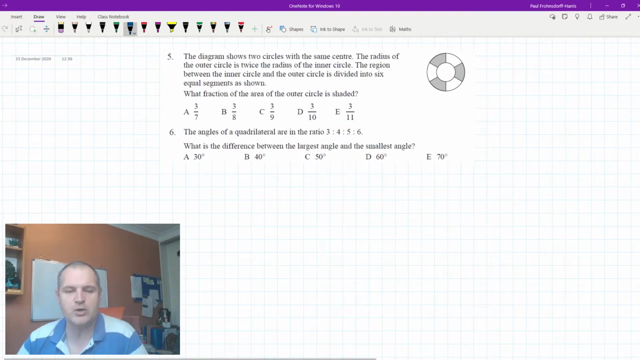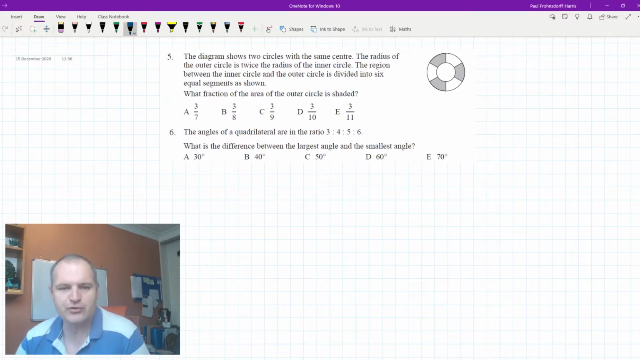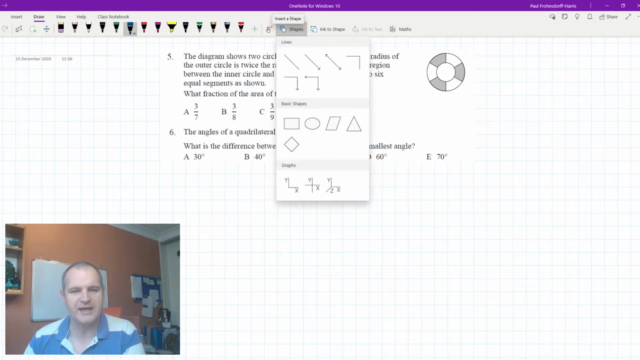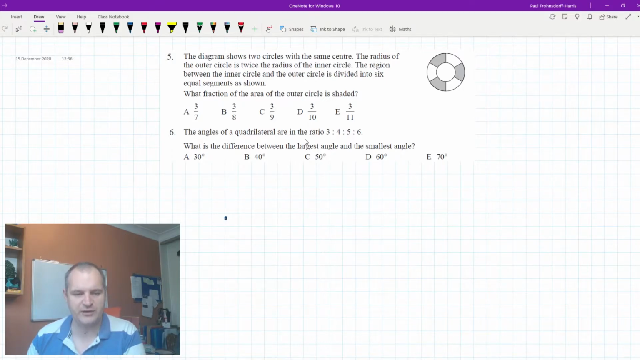The diagram below, to the right even, shows two circles with the same centre. The radius of the outer circle is twice the radius of the inner circle. The region between the inner circle and outer circle is divided into 6 equal segments. What fraction of the area of the outer circle is shaded? Now these questions are simpler than they look, because what I normally do is I will turn this question into a question about some different circles.